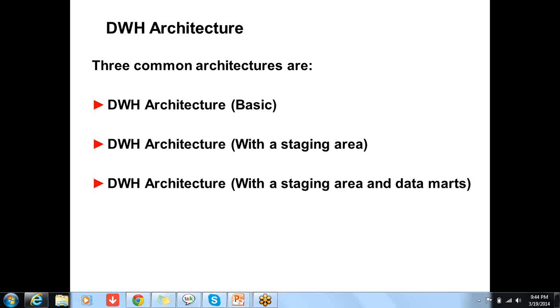Yes, Nitin. Coming to this data warehousing architecture, we have three common architectures: the basic, the staging area, and data mart. You know what a data mart is and what a data warehouse is. Ralph Kimball and Bill Inmon are the two persons who have given definitions to data warehousing.